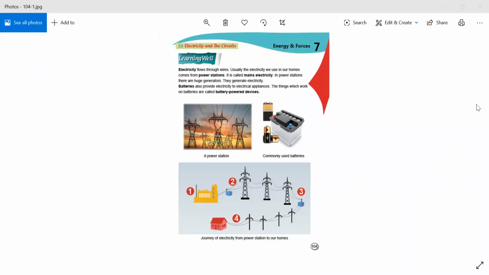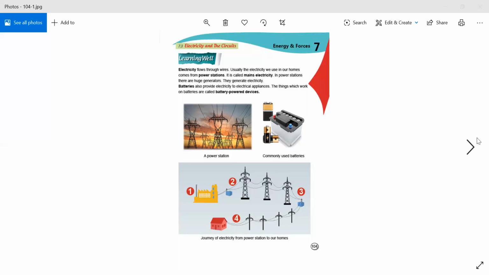Obviously, when we talk about electrical appliances, batteries also provide electricity to them. And the things which work on batteries, we call them battery powered devices. For example, we use some appliances, some gadgets in our home that use batteries. So we call that appliance or gadget a battery powered device. And you can see a power station picture in the book, page number 104, showing how it generates electricity and how we get it in our home through wires, as wires are attached from the power station.